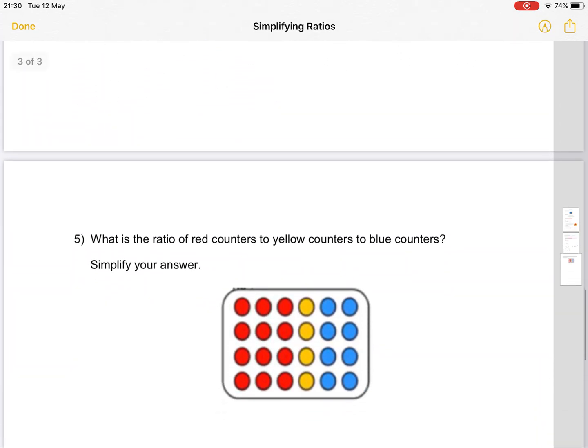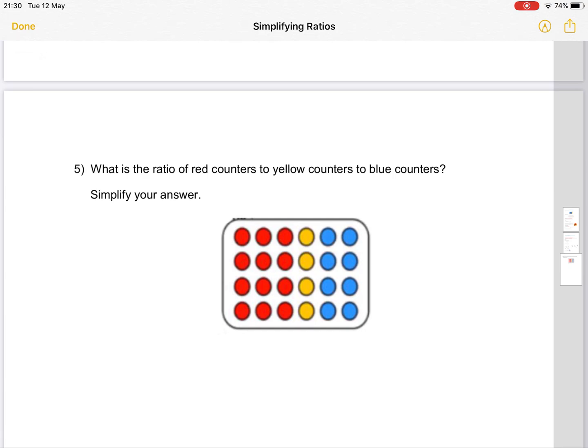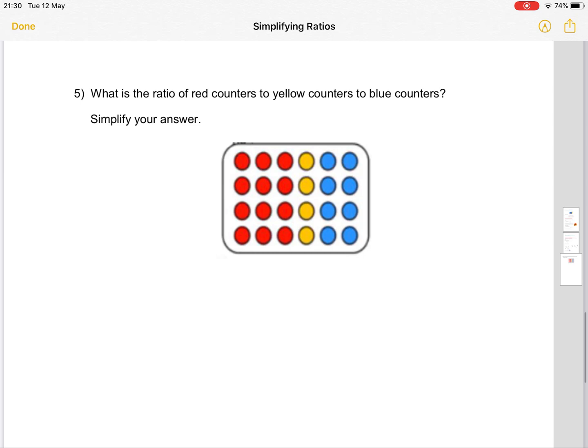Now, example 5. What is the ratio of red counters to yellow counters to blue counters? And we are given a picture, and then we are asked to simplify our answers. So pay attention to the order, boys. Red counters to yellow counters to blue counters. So I need to write it as red is to yellow is to blue.